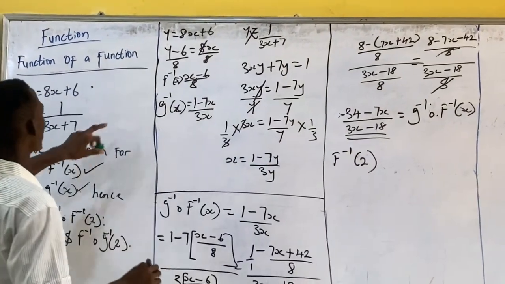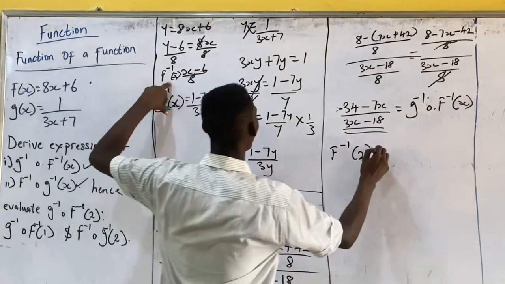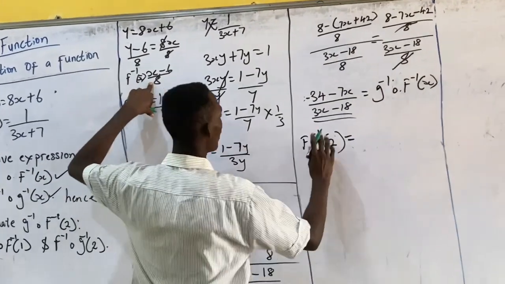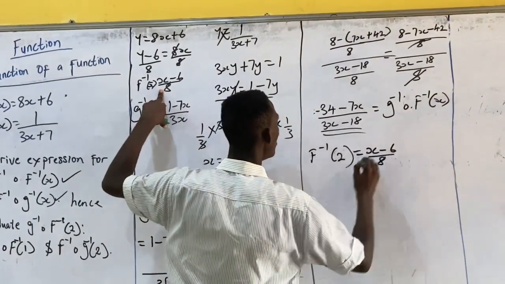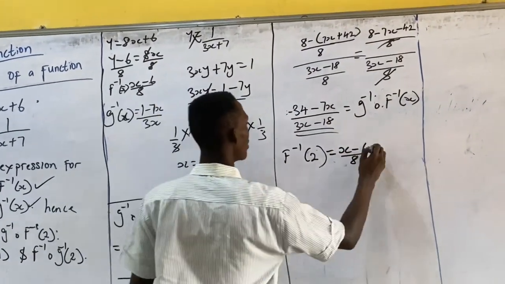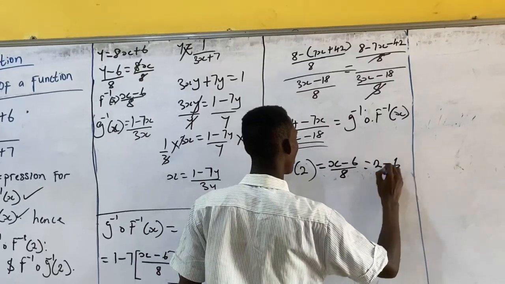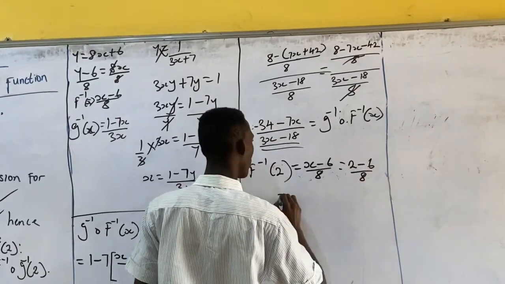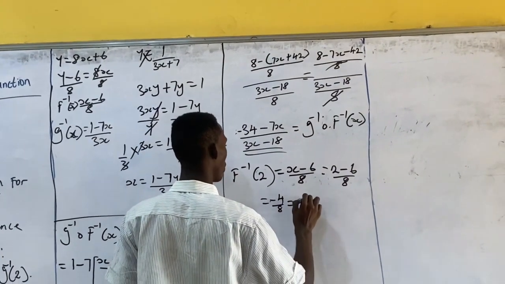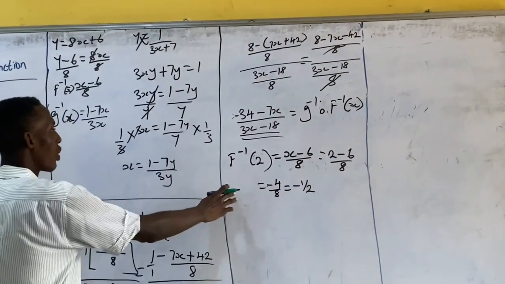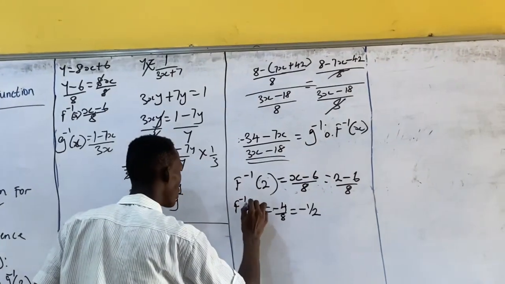So what is our F inverse? This is it. Let me first rewrite the expression. Anywhere we see x, you put 2, right? This becomes 2 minus 6 over 8. So this becomes minus 4 over 8. This becomes minus 1 over 2. Once we have gotten this, this is our F inverse of 2.